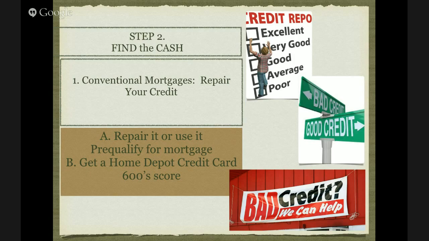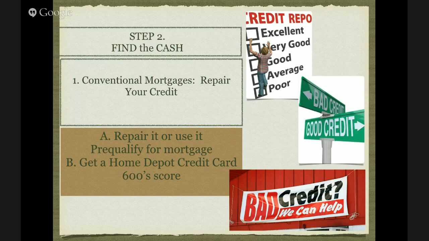If you already own your own home, that's really helpful because you already had good credit to get into that. So you're going to repair or use your credit to pre-qualify for a mortgage. The second thing you can do is get a Home Depot credit card. Your score has to be in the 600s in order to qualify for that. So go ahead and get your Home Depot credit card. A Lowe's credit card takes a little bit more, a higher score to qualify. So start with Home Depot, and you can always increase the amount of money that's on the card when you want to do that.